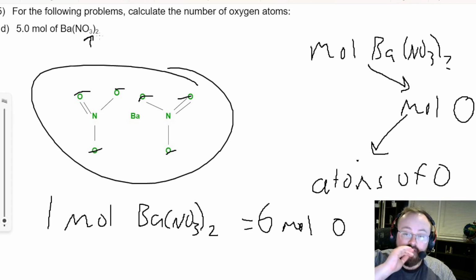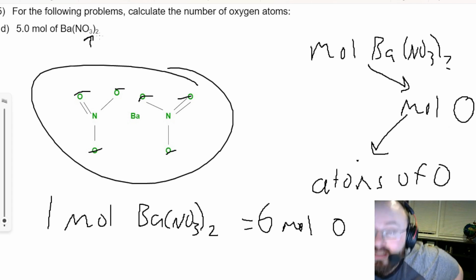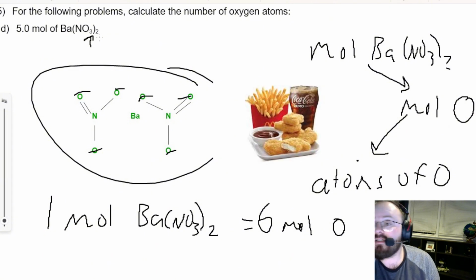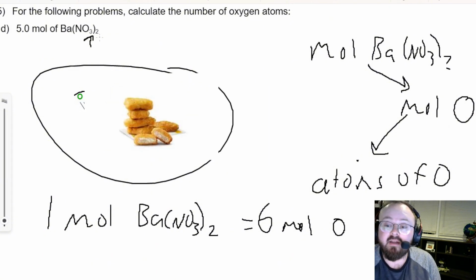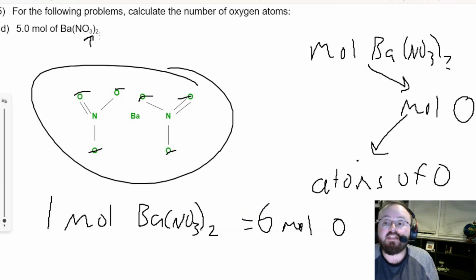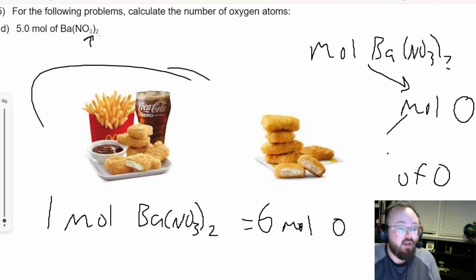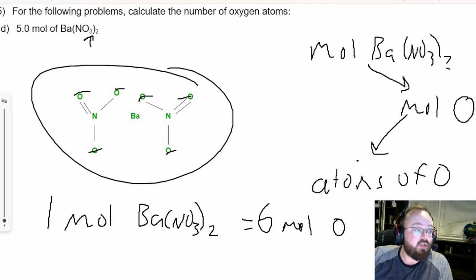And so this is kind of like, let's call it a super hamburger, or maybe you go to McDonald's and get a 6-piece McNuggets. For every 6-piece McNugget meal that you get, you got 6 nuggets. You get 1 meal, 6 nuggets, always in that same ratio. If you got 12 meals, you'd have 12 times 6 nuggets. If you had 1 mole of those Happy Meals, you'd have 6 times a mole, 6 times Avogadro's number, of those chicken nuggets. It's always in that same ratio.